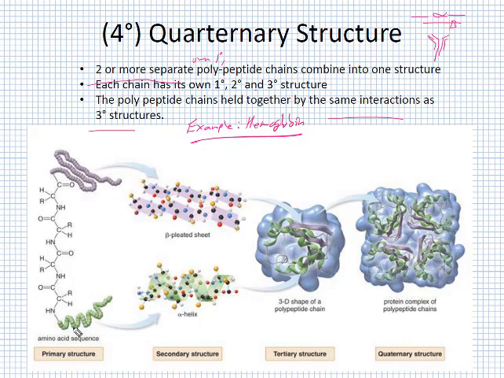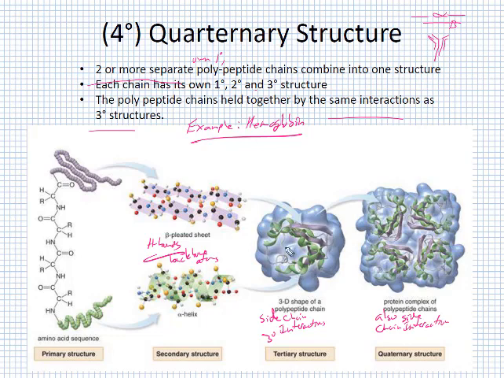Example, hemoglobin. So again, primary structure, just the amino acid sequence held together by peptide bonds. Secondary structure, beta sheet, alpha helix, held together by hydrogen bonds. Again, backbone atoms. Tertiary structure, right? These are side chain interactions. We had a variety of side chain interactions. And then quaternary structure. Also side chain interactions.